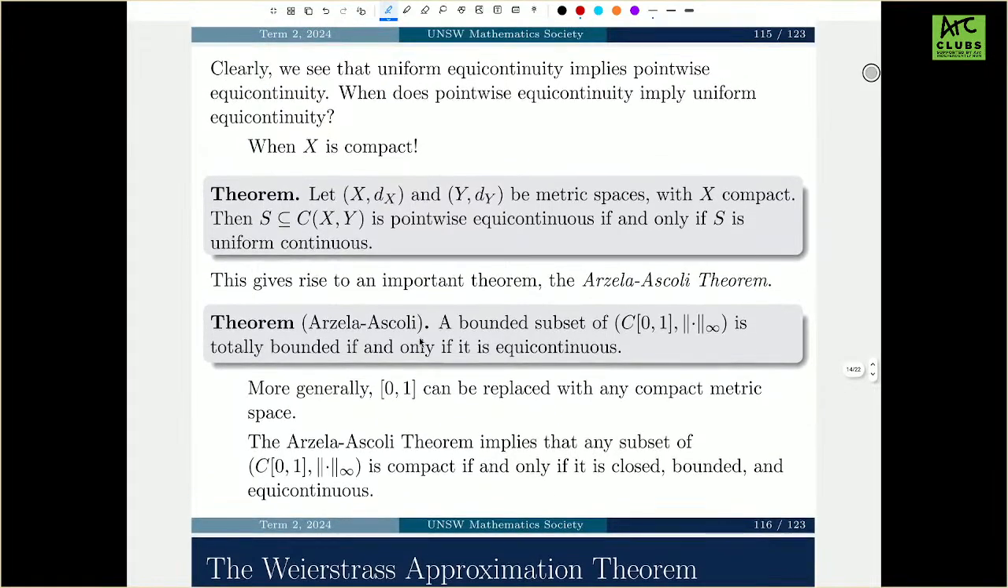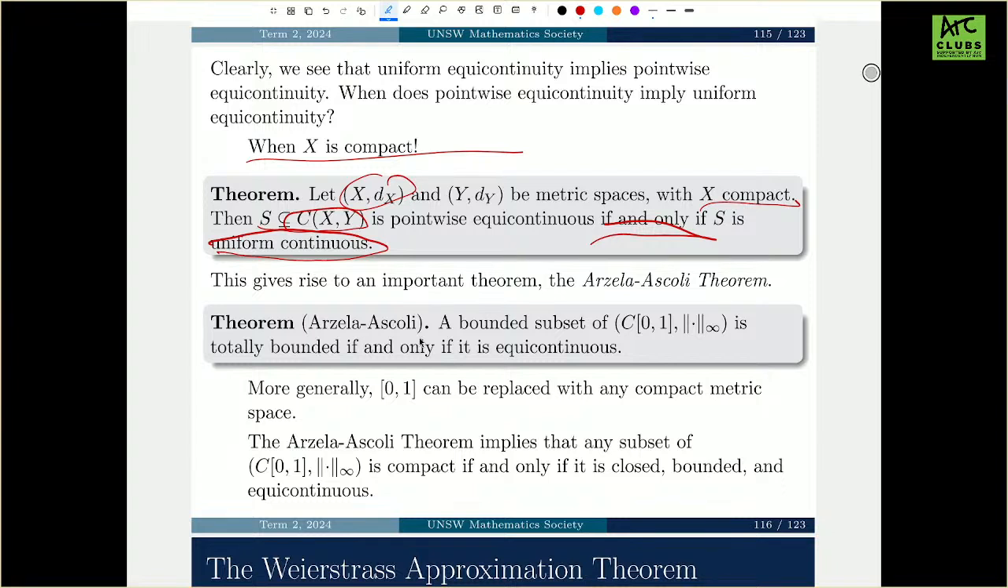But we can kind of equate pointwise and uniform equicontinuity when X is compact. Suppose X and Y are metric spaces and X is compact. Then a subset S of continuous functions from X to Y is pointwise equicontinuous if and only if S is uniformly equicontinuous. So there'll be the same thing for a compact metric space.